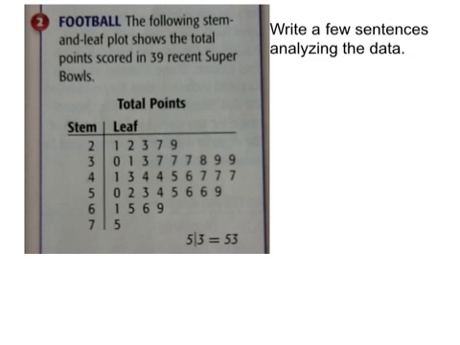Now it's time for you to try analyzing a stem and leaf chart. So here I have a stem and leaf chart that shows the total points scored in 39 recent Super Bowls. So it has the range with the stems and the leaves. It has a key telling you that the stem is your tens place, the leaf is your ones place. That is shown right here. There's your key. Now I want you to write a few sentences to analyze the data. So you want to think about highs and lows and where the majority of the data falls. Go ahead, pause it, write out your sentences, and when you're ready, we'll show you the key.